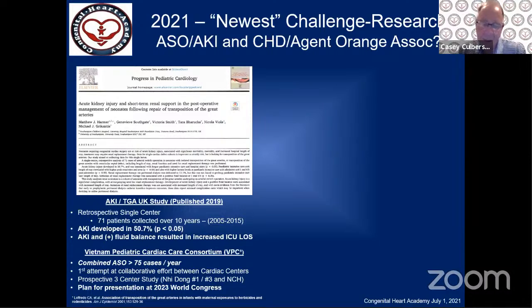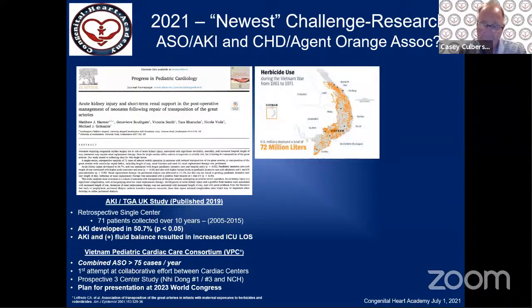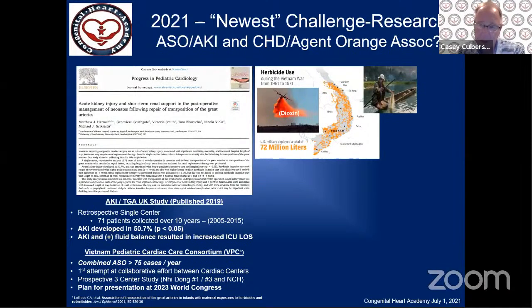The other interesting association, and this came out totally by accident, is the potential association between Agent Orange and congenital heart disease. As many people know, the United States sprayed Agent Orange over Vietnam between 1961 and 71, over 72 million liters. While the Agent Orange is actually gone, what's left is a byproduct called dioxin, which is incredibly toxic. That works its way into the food system and ultimately ends up causing some birth defects.